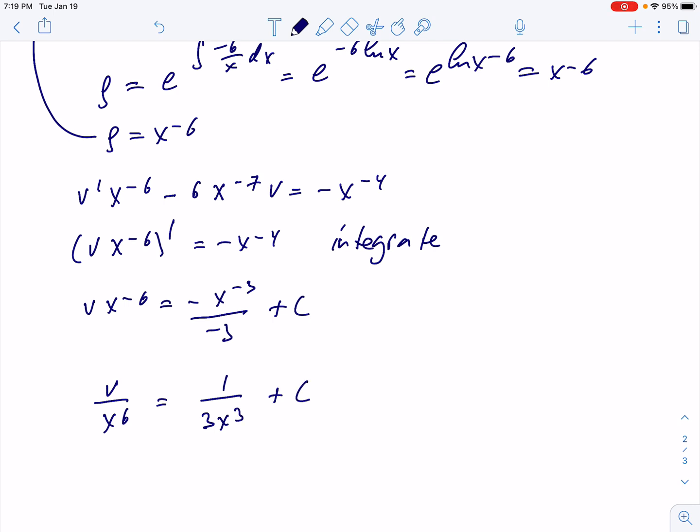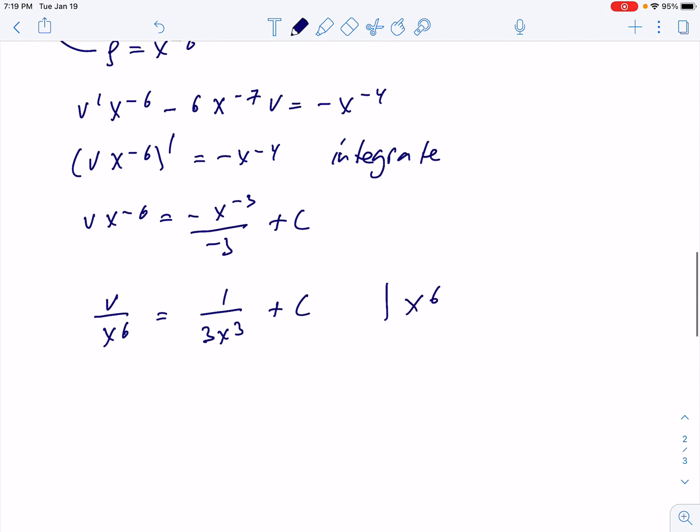Solving for v, we multiply both sides by x^6. And then v becomes x cubed over 3 plus c x^6. Then we shall return to the function y. Remember that v is y to the negative second, so this is 1 over y squared.